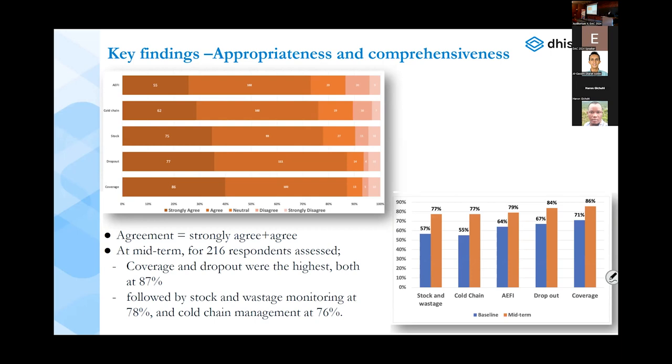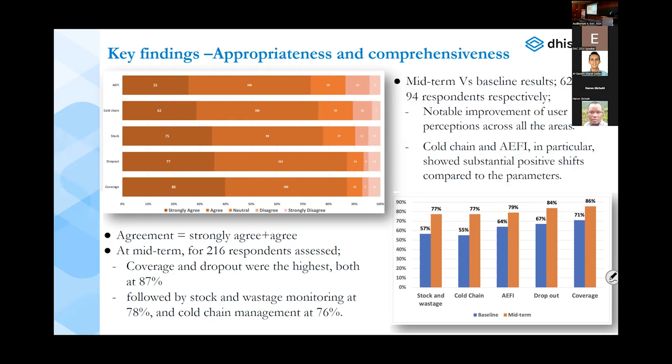So when we did that comparison, really filtering out the 62 and trying to compare with the baseline results, you could see that the blue is the baseline and the red is midterm. And you can see that perceptions really went high up from baseline for the different parameters that we are looking at. And that for us was something notable. When you make improvements, train people, build capacity, their perceptions definitely would change in the direction of seeing whether this is able to help them.